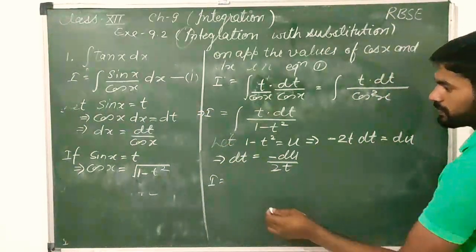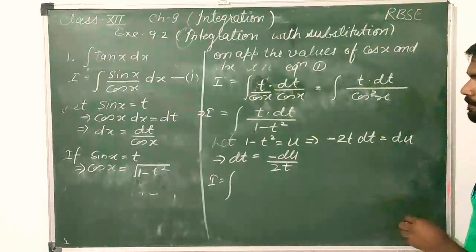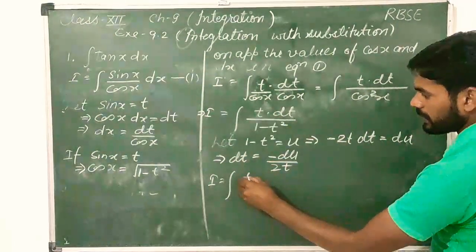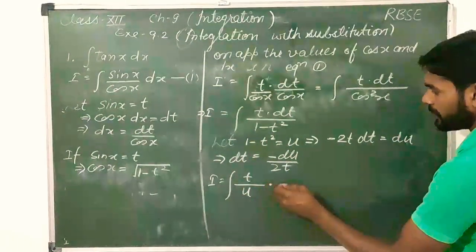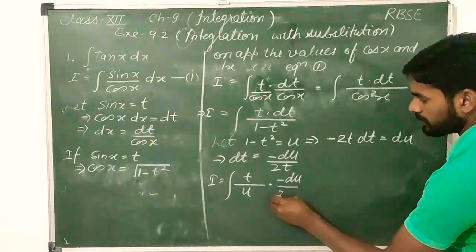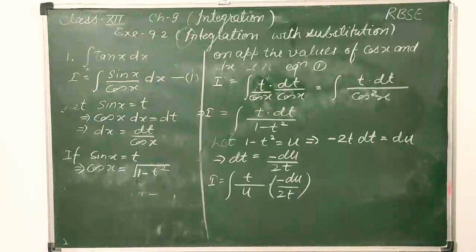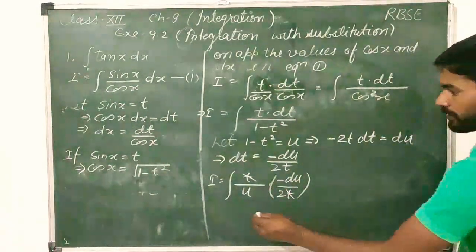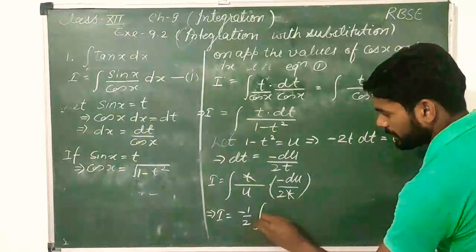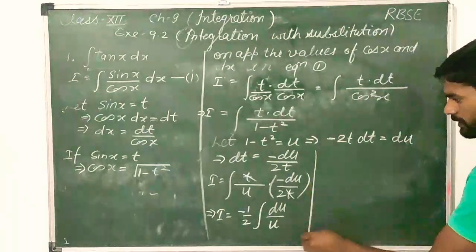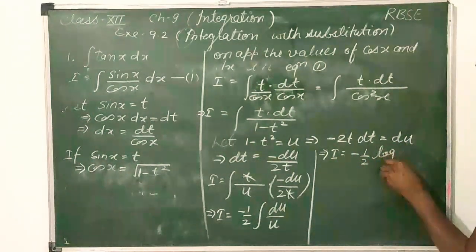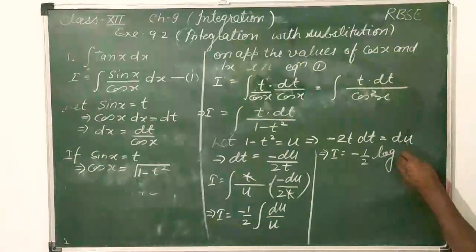Now from here, it is the value of your integration. Then I is equal to t, and the denominator 1 minus t square is u, and the value of dt is equal to minus du upon 2t. Okay students, t cancels by t. Finally we get I is equal to minus 1 upon 2 integration of du upon u. Then I is equal to minus half log of u.